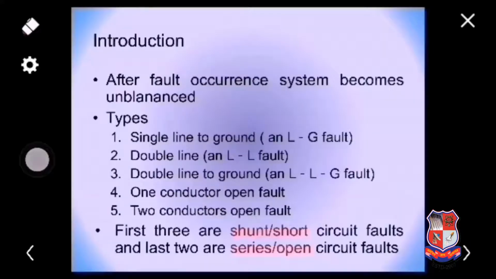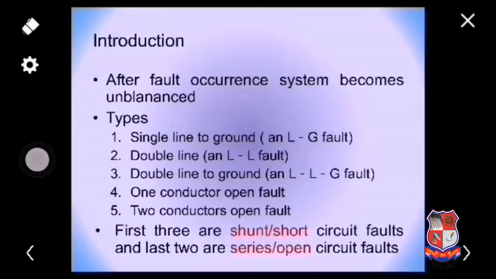Unsymmetrical faults can be classified broadly into 2 categories. One is shunt or short circuit fault and another is series or open circuit faults. Single line to ground fault, it means an LG fault. Double line fault, it means an LL fault. And double line to ground fault, an LLG fault. These 3 faults are known as shunt or short circuit faults. Fourth one, conductor open fault, and fifth, 2 conductors open fault. These 2 faults, 4 and 5, pertain to the category of series or open circuit faults.